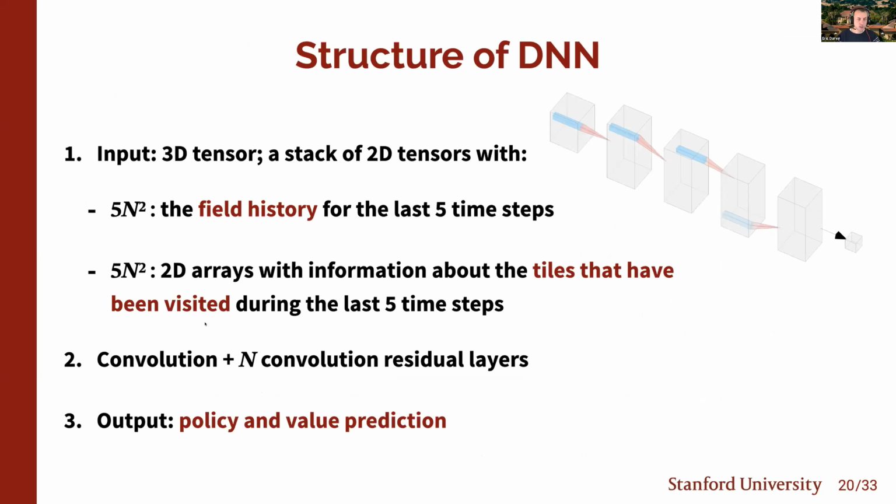So now some more technical details on what the deep neural network looks like. So it's a 3D tensor.